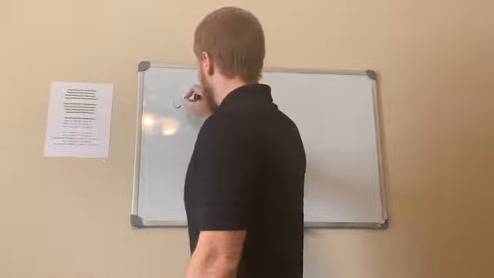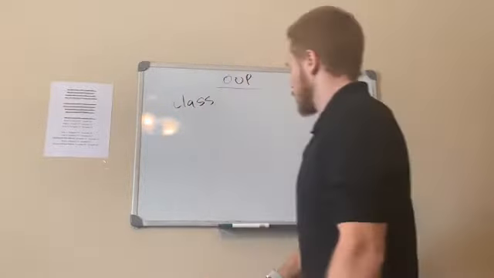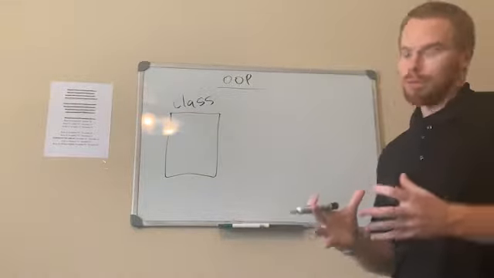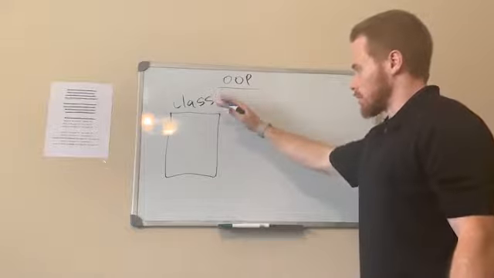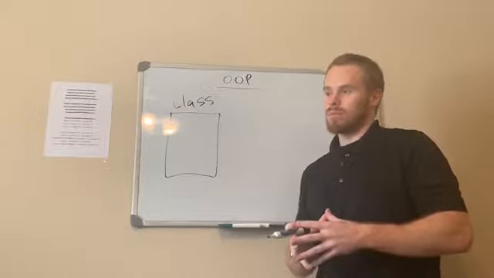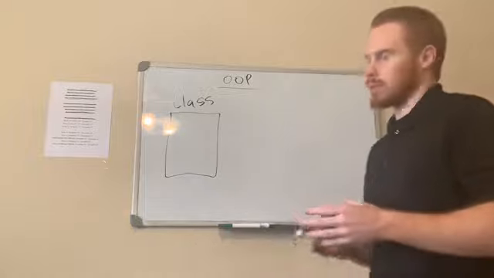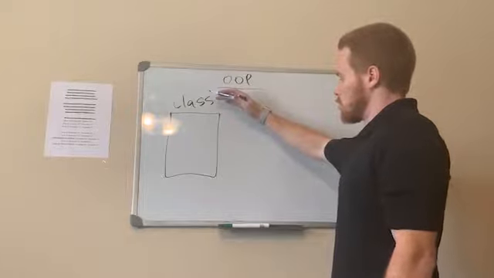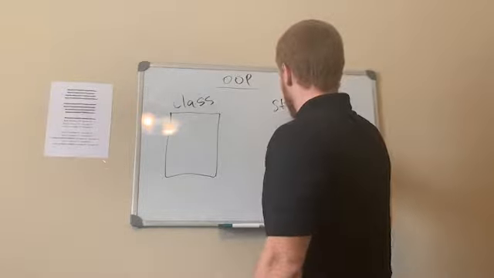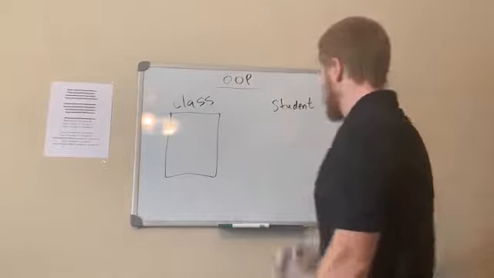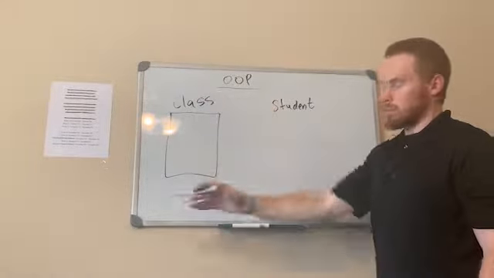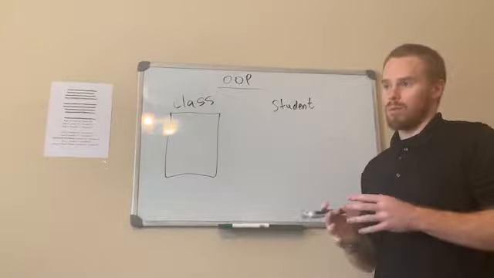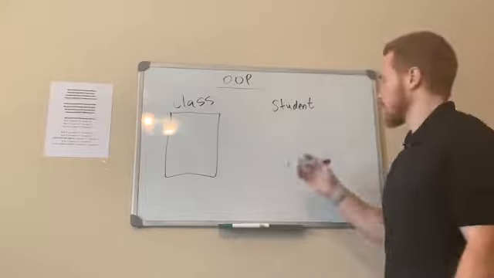So what is a class? A class, you can think of it as like a template or like a blueprint, and basically the class tells you how to create an object and what methods and members it has. So for instance, if you wanted to create a student object, you would need a blueprint and how to create that student object and what variables it has.